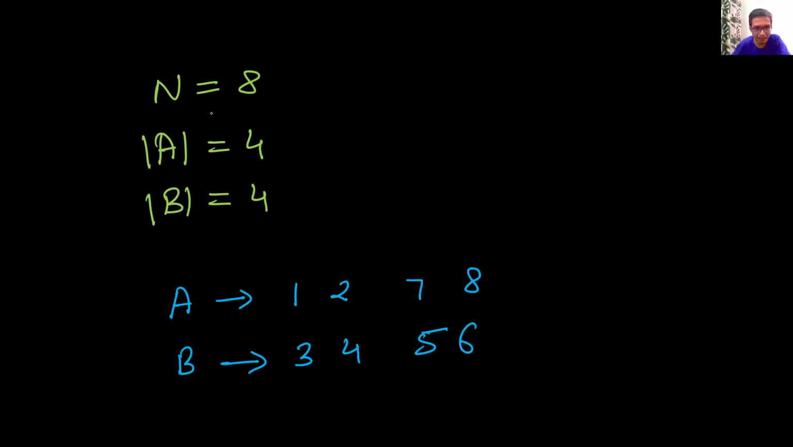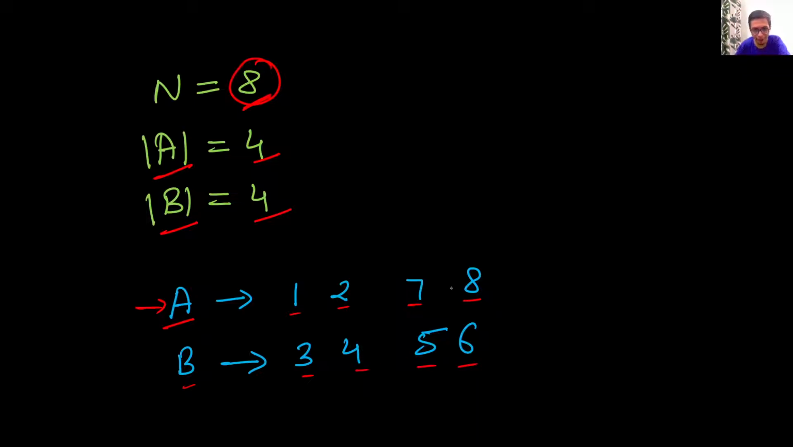So this is a quick example which satisfies all the conditions. Let's say the value of n is 8. The size of the first array should be 4, and the second array, B, should also be 4, which is half of n. The first array A has elements 1, 2, 7, and 8, and the second array B has elements 3, 4, 5, and 6.